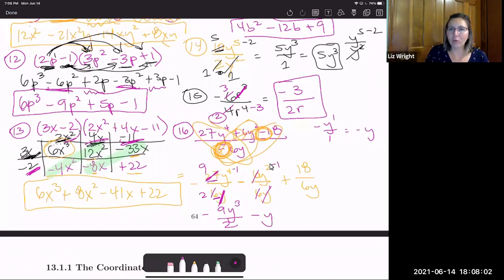And then let's do the next one. What would 18 over 6? How would that reduce? That would be 3. So this would be a 1. That would become a 3. So there's no other y's in the numerator. So my last term is going to be plus 3 over y for that last one. And that's my final answer.